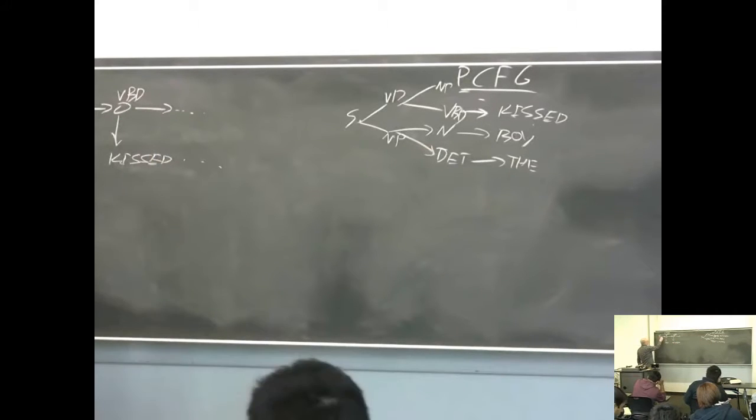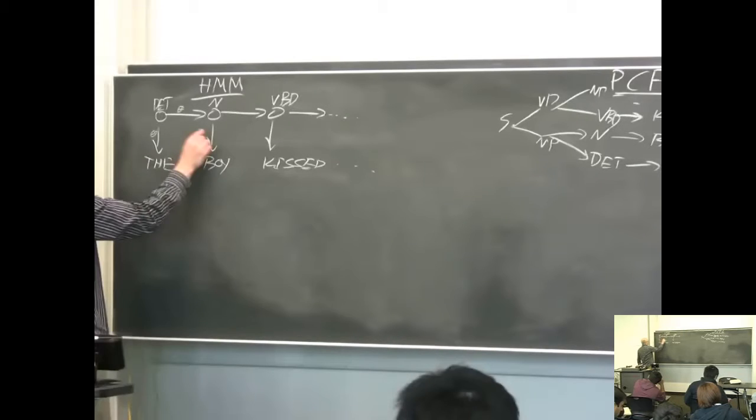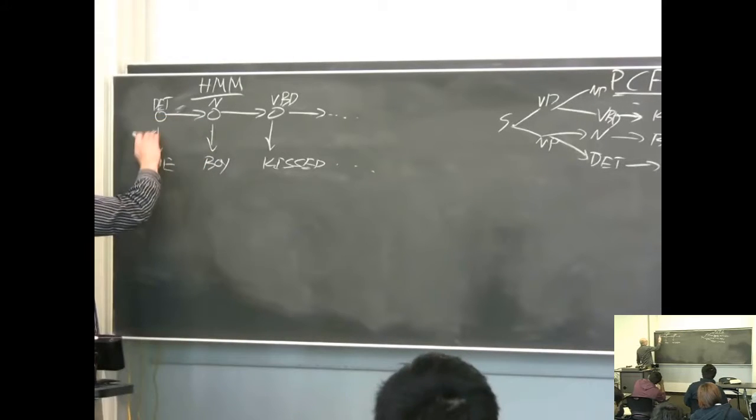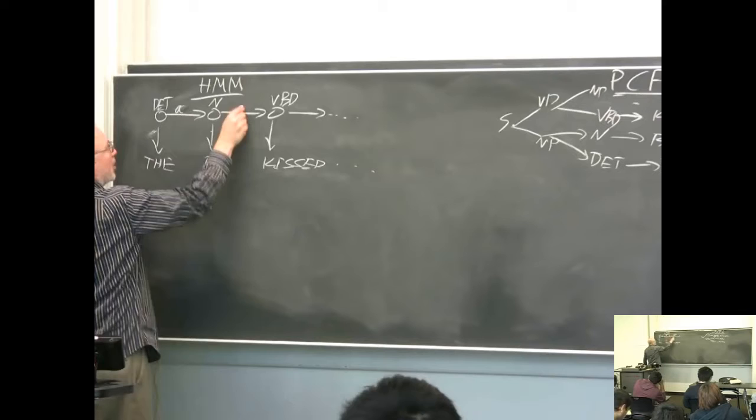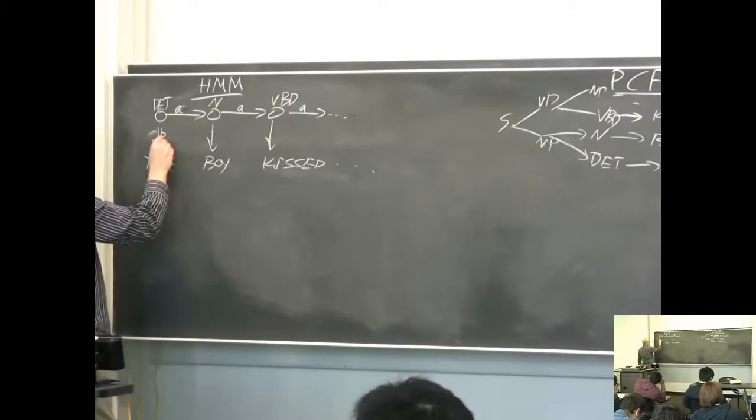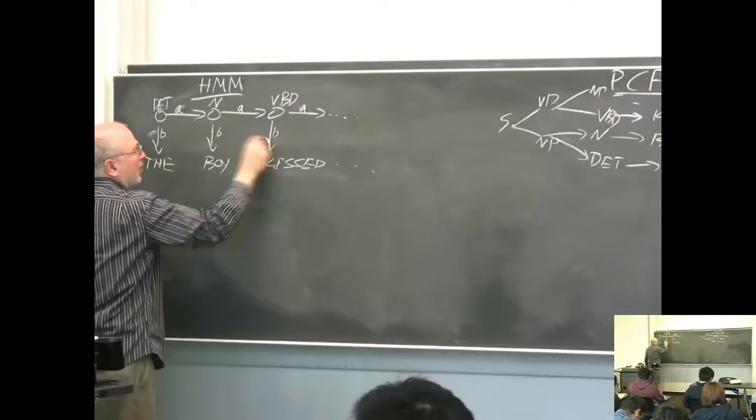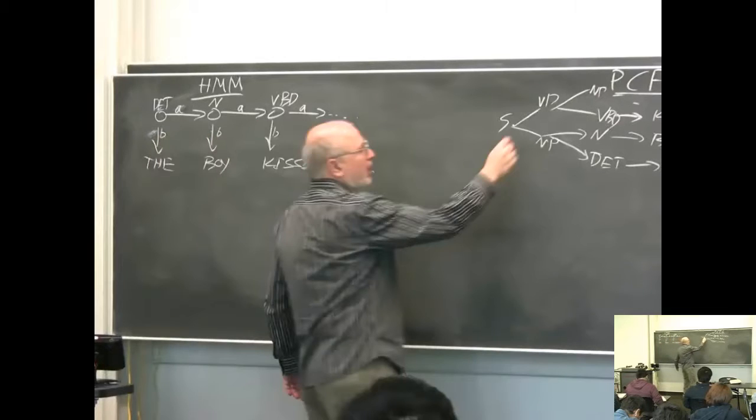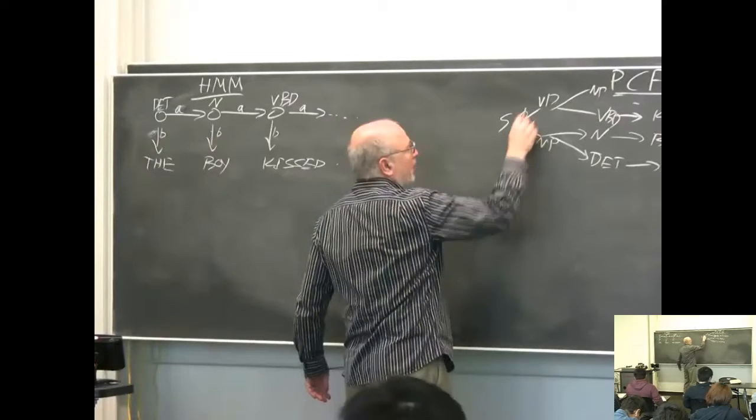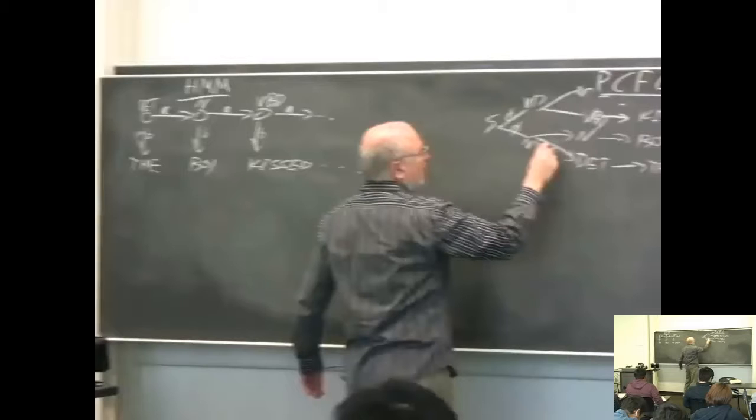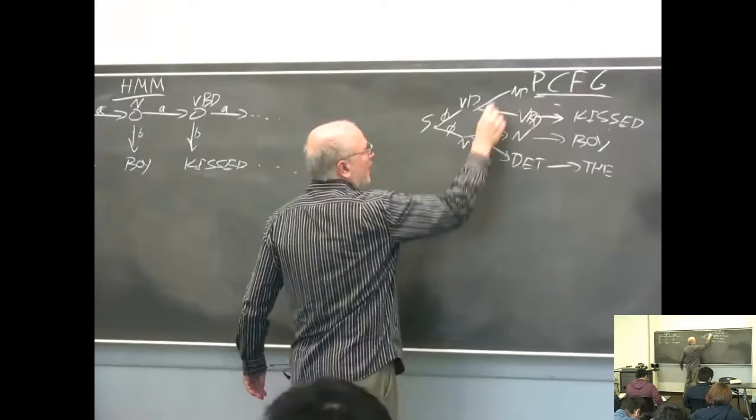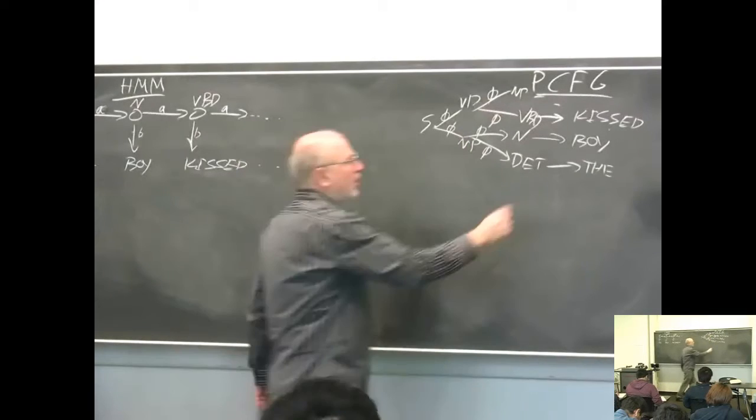There are probabilities here and here, right? In fact, I'll write what they are. These are A's. These are B's. Whereas here, it's one and the same. What do we call this? Phi's. And so forth.